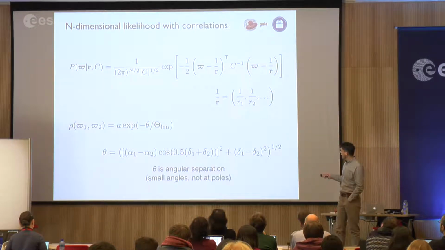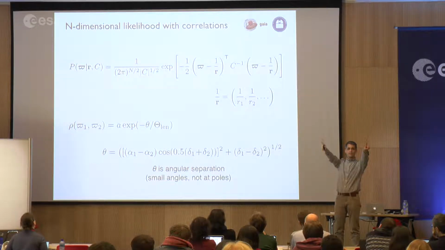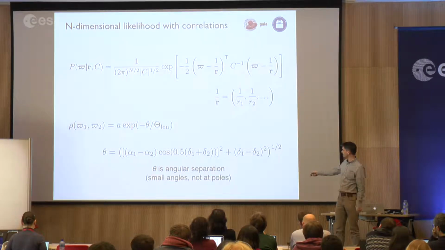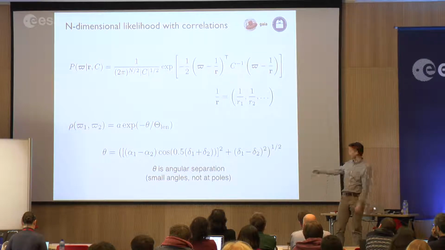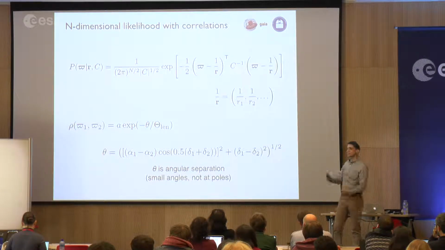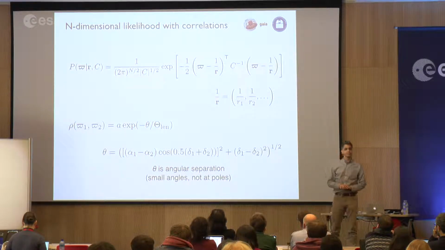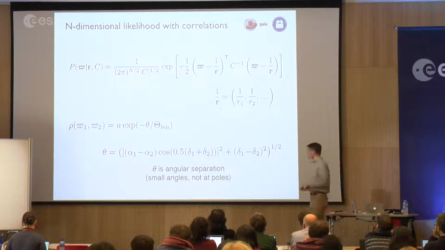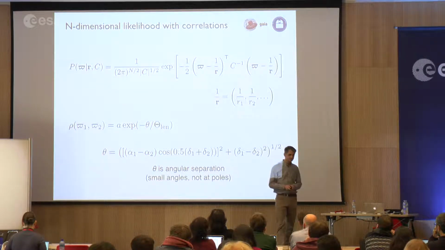And this thing here is just the angular separation between any two stars on the sky, which for small angles, keeping away from the poles, is just the obvious sum of squares of the two angular separations. I said, don't use this for large angles or near the poles. So this is just a very, very simple correlation model. And there's an exercise in the notebook that you can play with.